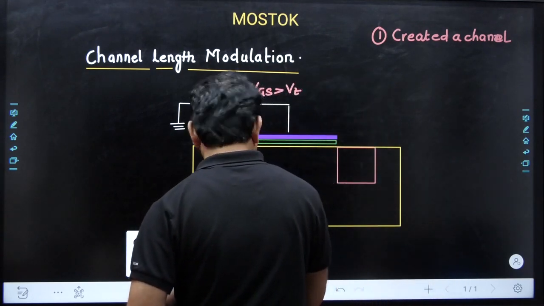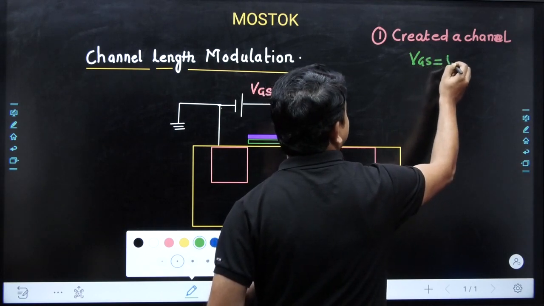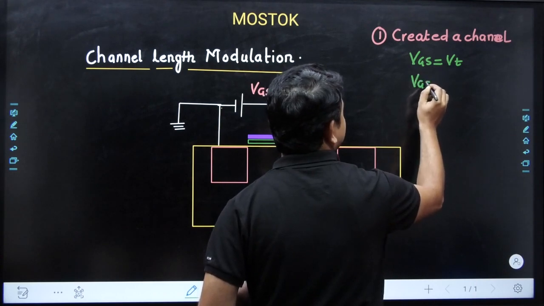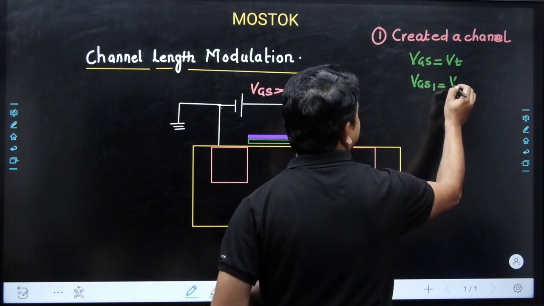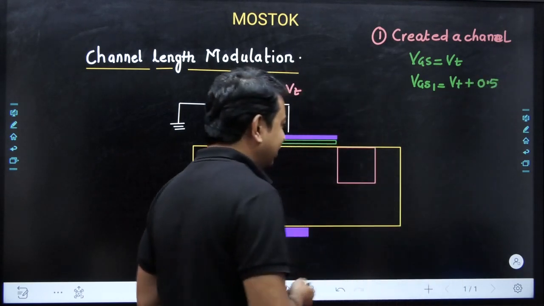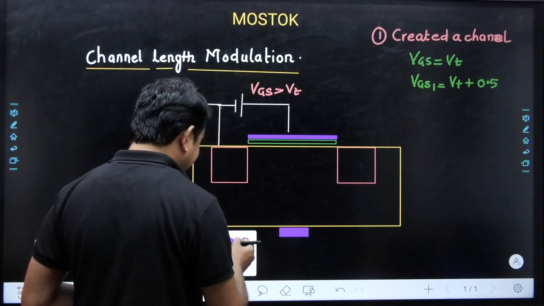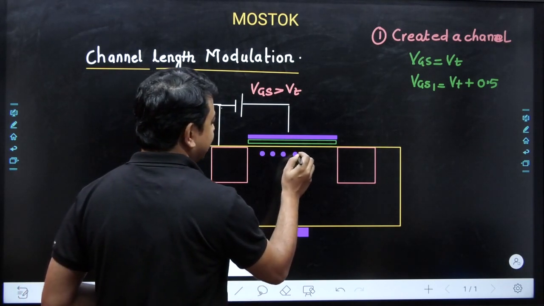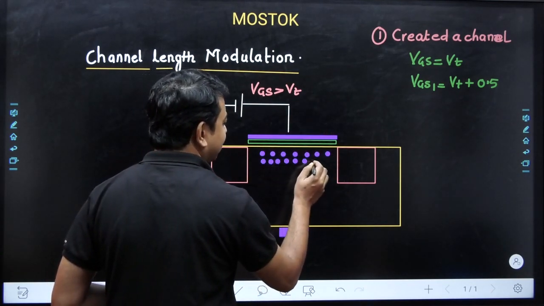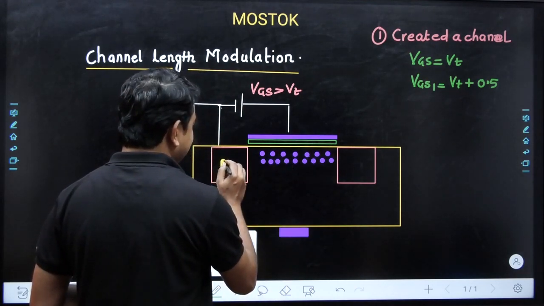First of all, the gate terminal potential should be exactly equal to the threshold voltage to create a channel. But if you increase the potential, suppose this is VGS1 and we apply a potential VT plus 0.5, then the conductivity of this inversion layer in this NMOS will be greatly increased. So we have many electrons like this. If you increase the potential, we have more electrons per unit volume of this semiconductor region. This is the N plus region.